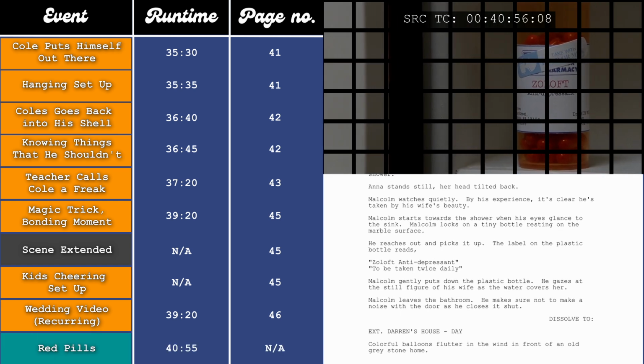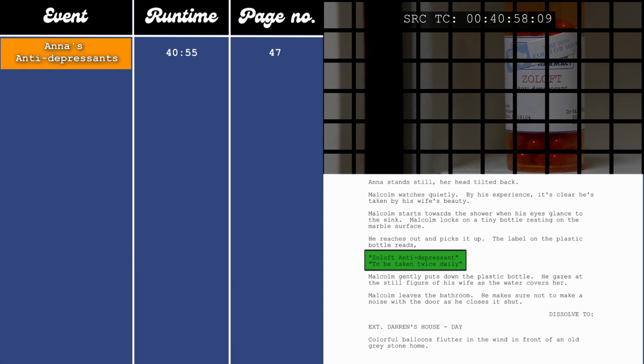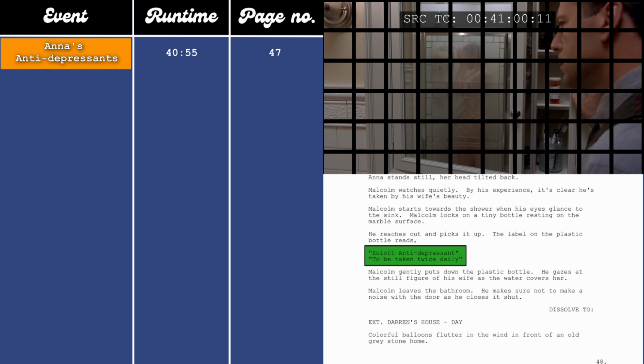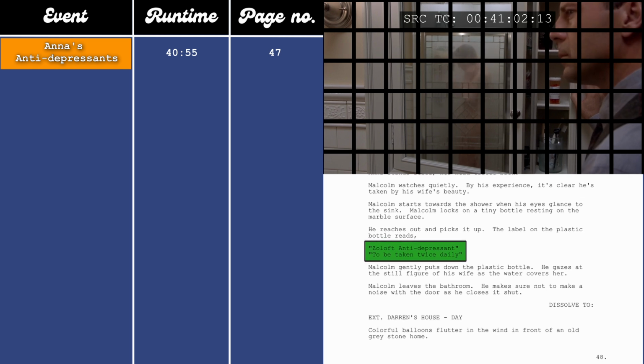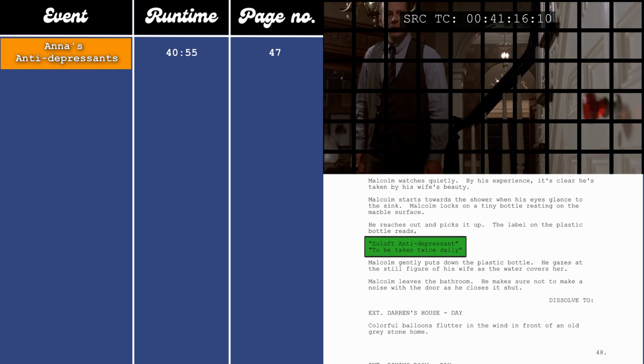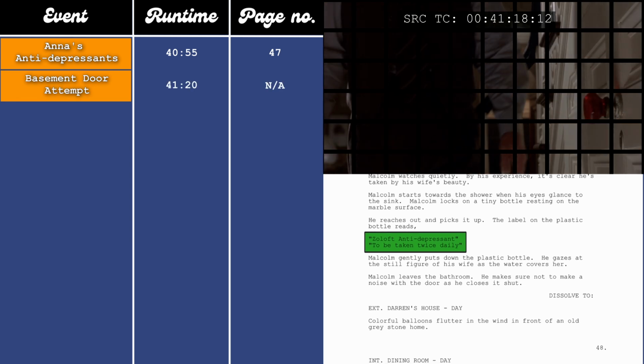This then leads to Malcolm seeing Anna's antidepressants, so things in his mind are maybe worse than what he thought they were. We then have him trying to get in the basement again, but he can't.